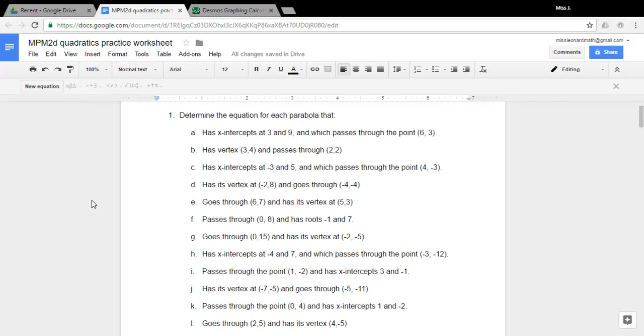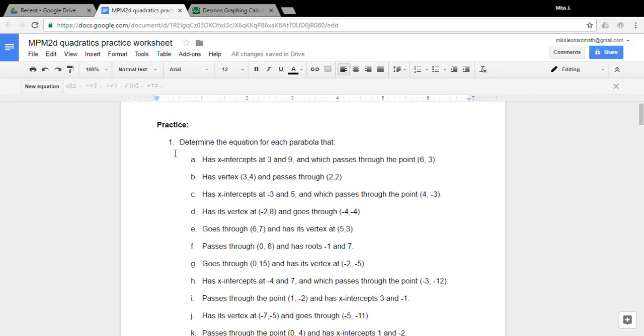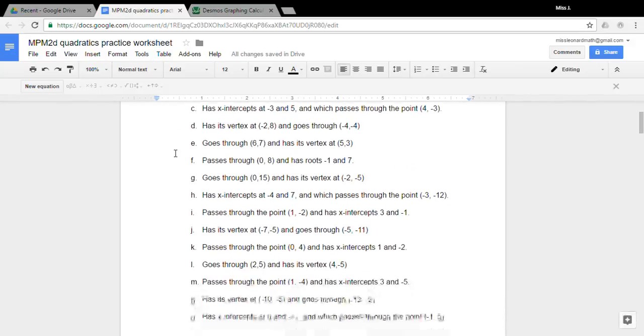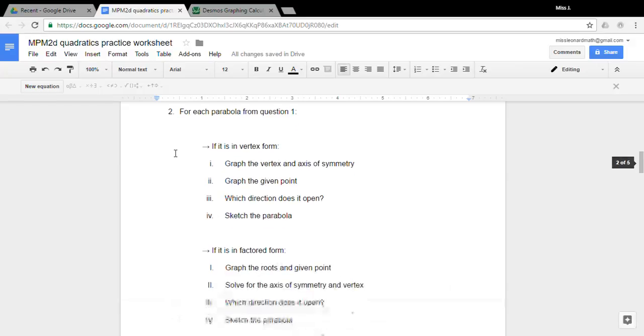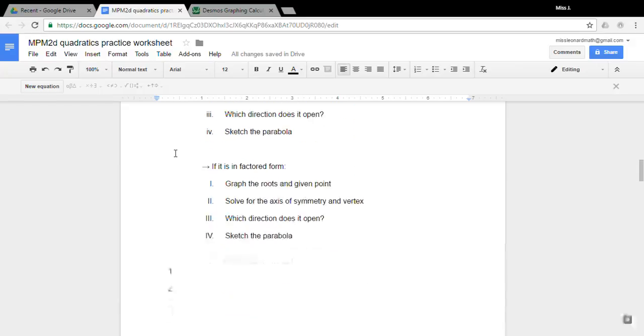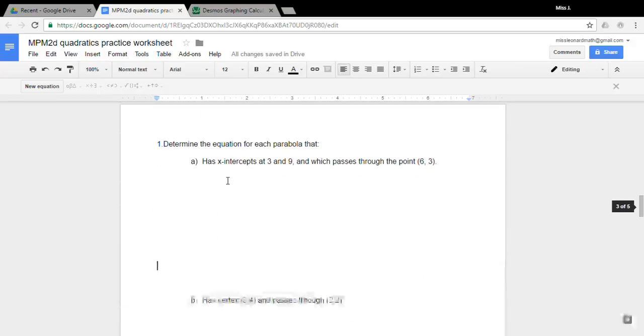Okay, so the first side of your worksheet, you've got to make the equation for each parabola. Now some of these have your x-intercepts and some of these have your vertex. I'll give you an example of each. And then your second page wants you to basically graph everything from number 1. And again, I'll do one from vertex form and one from factored form. Alrighty, so let's try this.